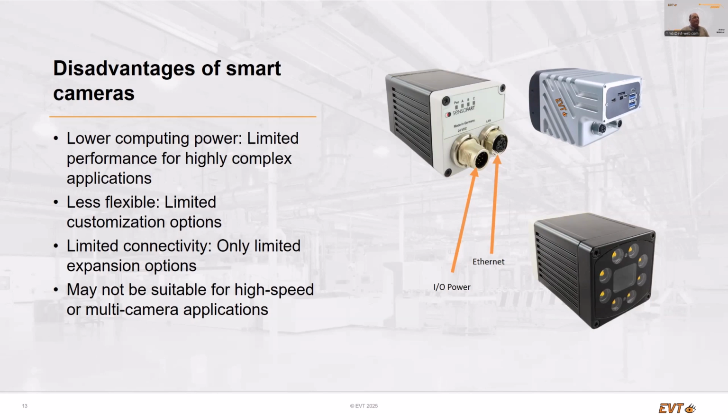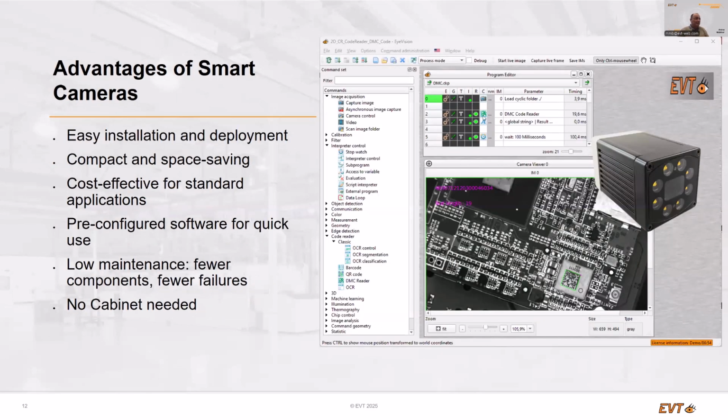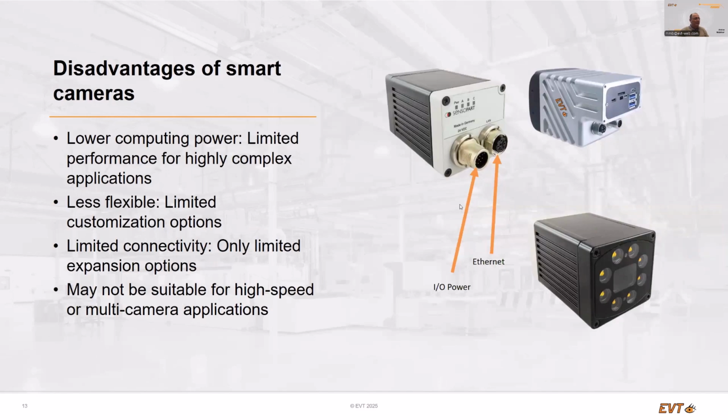Of course, I just mentioned it, the disadvantage is the limited CPU power. If you start, for example, with a simple DMC code reader and you are happy with it and it works also fast, you see here it's 90 milliseconds for the DMC code reading. Everything is perfect.